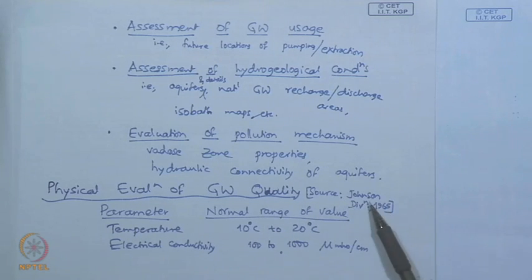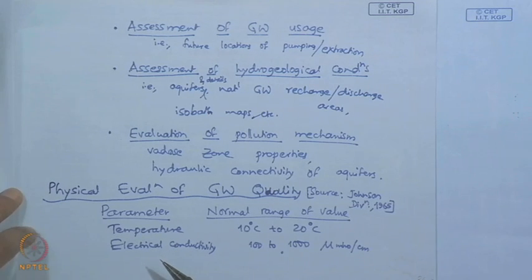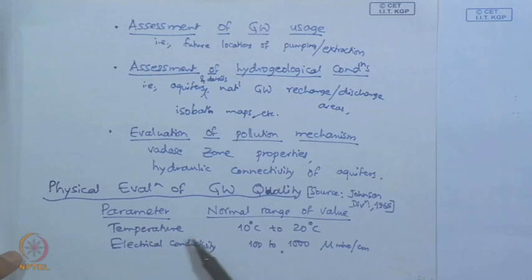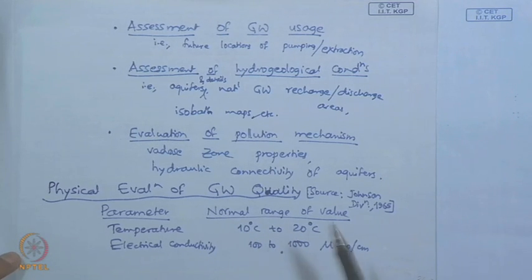And this is taken from the source of the Johnson division from the year 1965. And here the physical parameters which constitute the physical evaluation of groundwater quality include temperature, electric conductivity, then the total suspended solids and the total dissolved solids. And here, the temperature for normal groundwater ranges from say 10 degrees to 20 degrees Celsius, and of course it may vary also because these are just normal ranges.